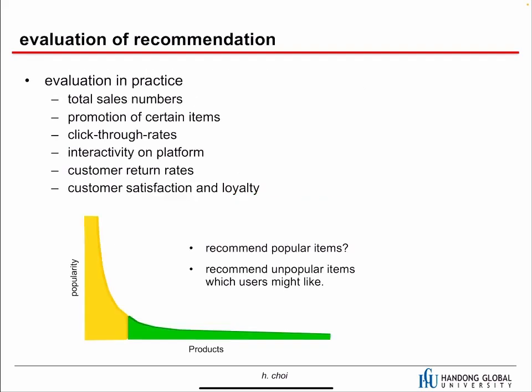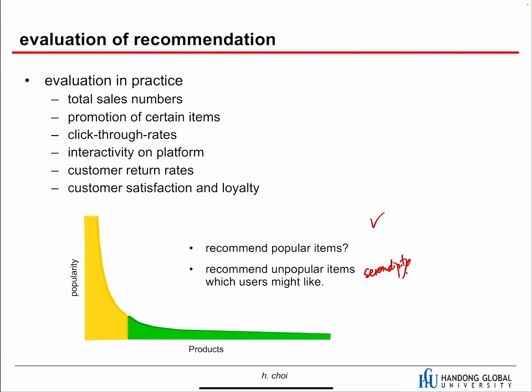Okay, so far we have been talking about many recommendation algorithms. First of all, we can discuss serendipity. Which way would be better? Do you want to recommend the popular items, or do you want to recommend unpopular items which users might like? That is serendipity. So which recommendation system would be better? It depends on the situation and applications.